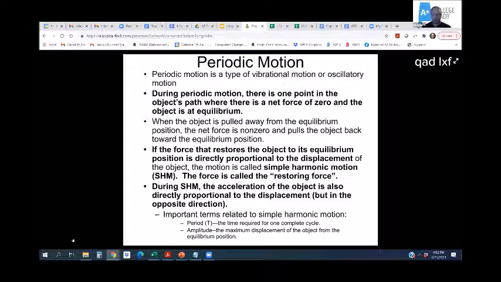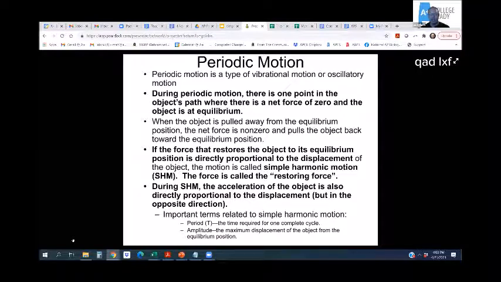If the restoring force is directly proportional to the displacement of the object, we call the motion simple harmonic motion, and you'll oftentimes see it called SHM. It's only simple harmonic motion if the restoring force is proportional to the size of the displacement. That's important. Also, during SHM, the acceleration of the object is proportional to the displacement.